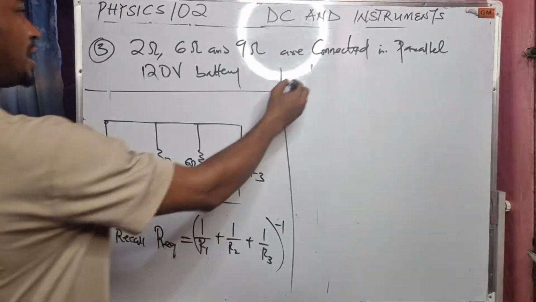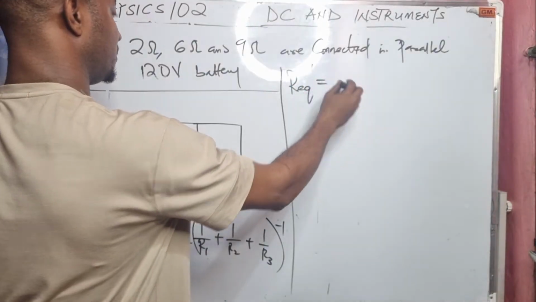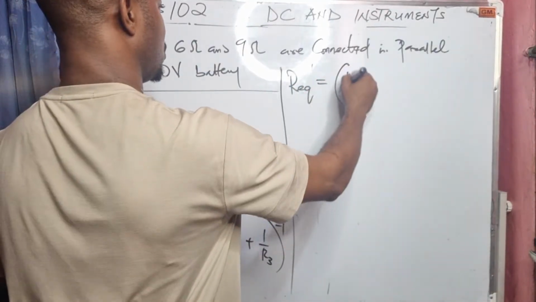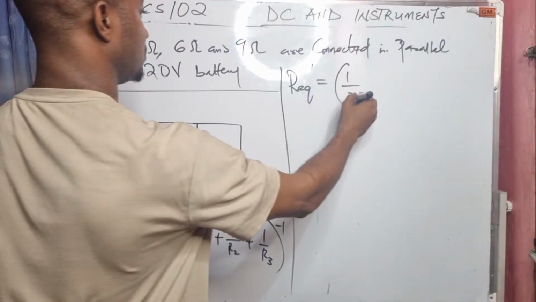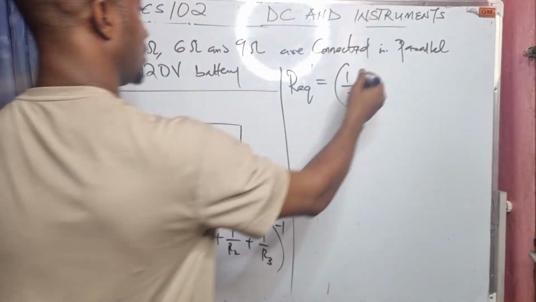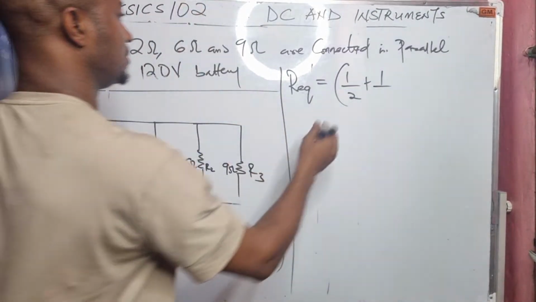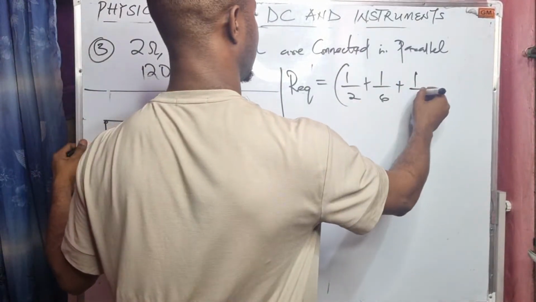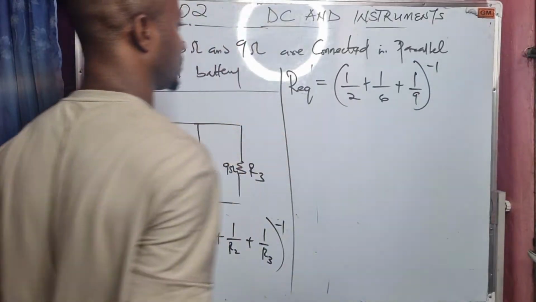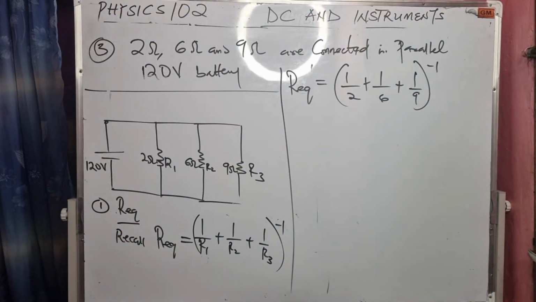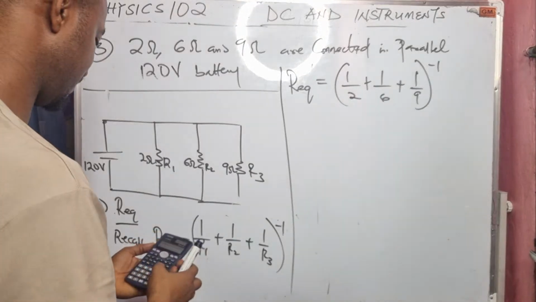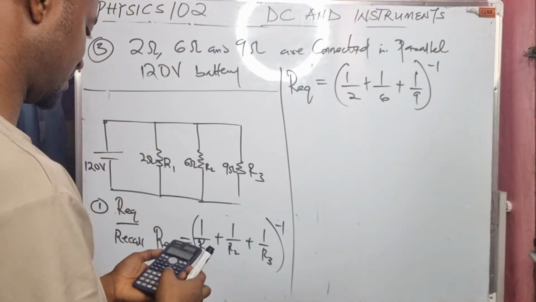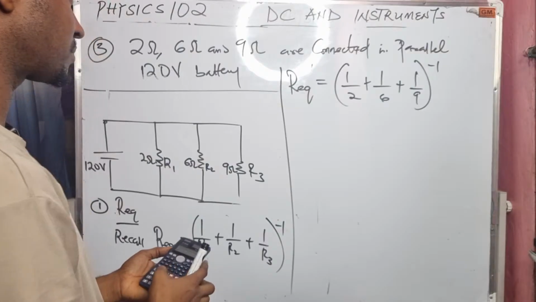So let's go. Our equivalent will give us 1 over, our R1 is 2, plus 1 over R2, which is 6, plus 1 over 9, to the power of minus 1. Okay, let's check out what will be the LCM here. 9 times 6 times 2.